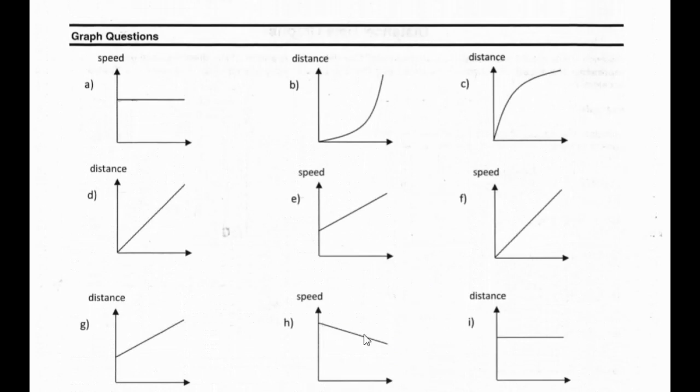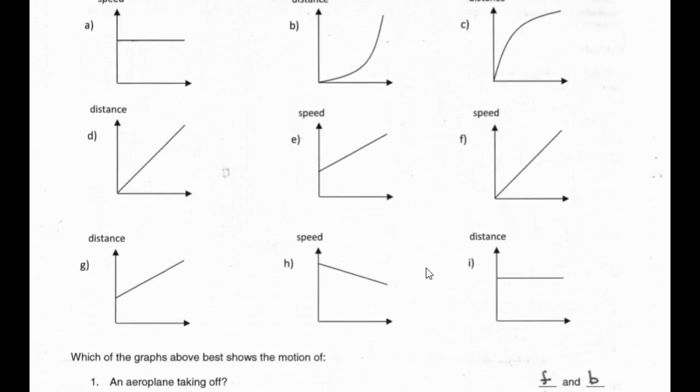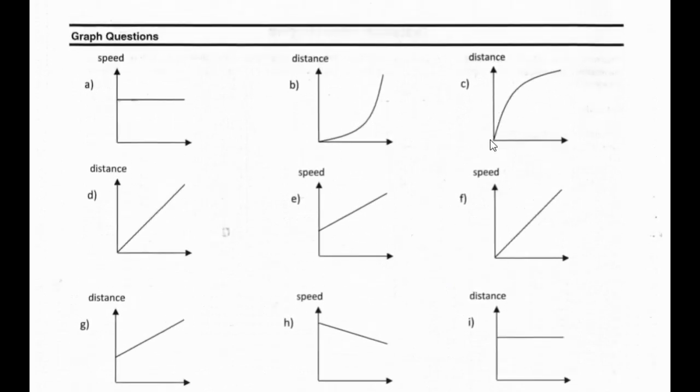Let's have a look at H. Yes, its speed is decreasing. It's decreasing at a uniform rate, so it's a uniform deceleration, uniform negative acceleration. C, a slope this way on a distance time graph shows that it's decelerating.